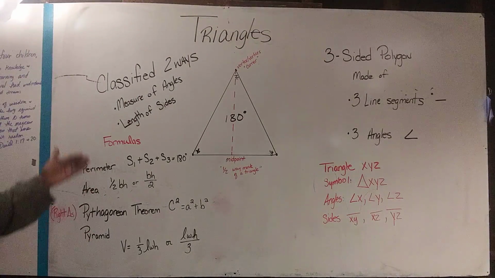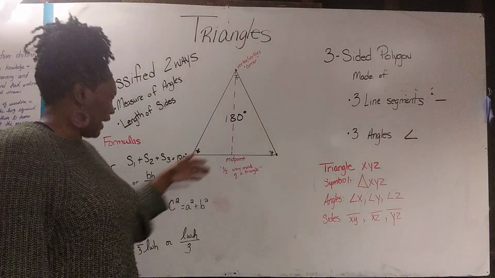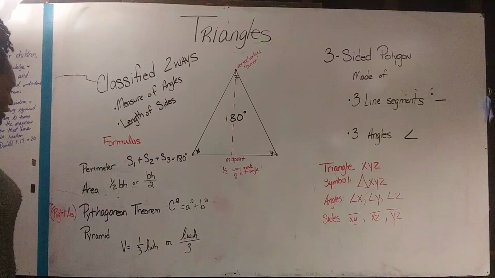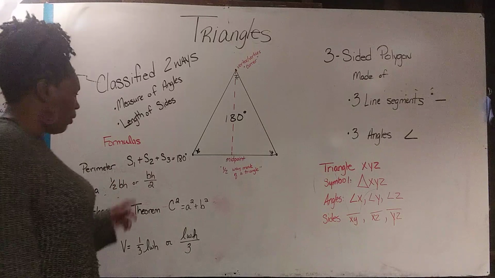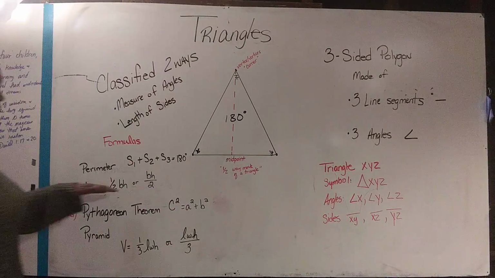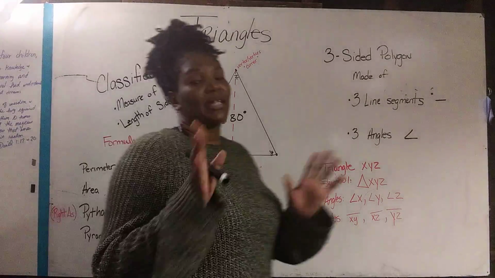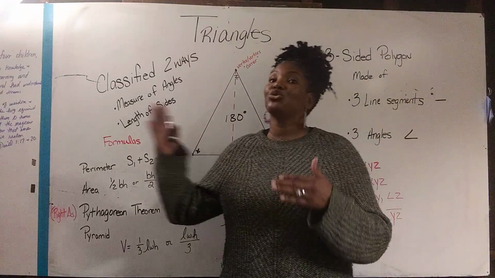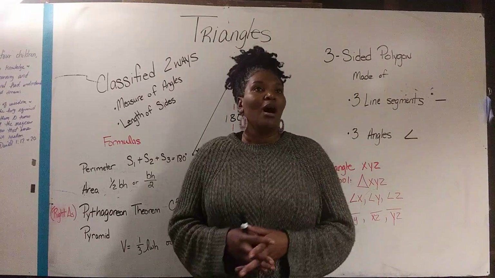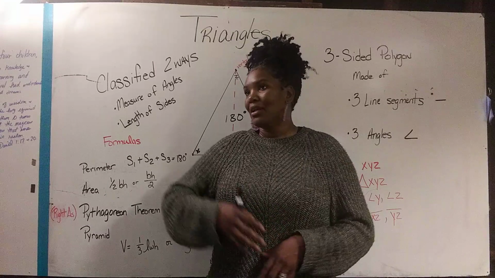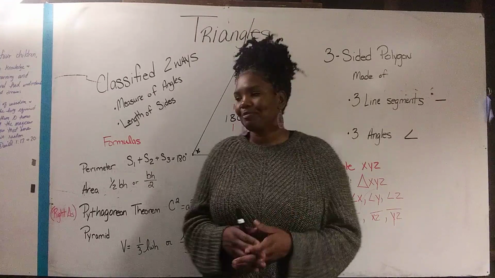These are formulas that you need to know for a triangle. Perimeter, side 1 plus side 2 plus side 3 equals 180 degrees. You need to know how to get the area of a triangle. 1/2 base times height, or base times height divided by 2. That's the same formula written in 2 different ways. You need to know the Pythagorean theorem. But Pythagorean theorem only applies to right triangles, okay? So don't be trying to do Pythagorean theorem on an equilateral triangle or an isosceles triangle. No, only on right triangles, okay?